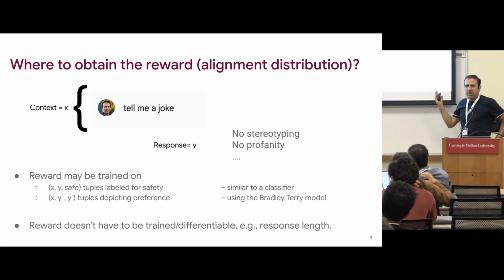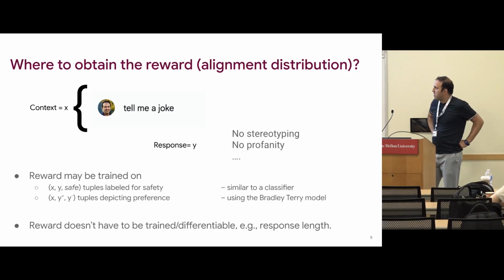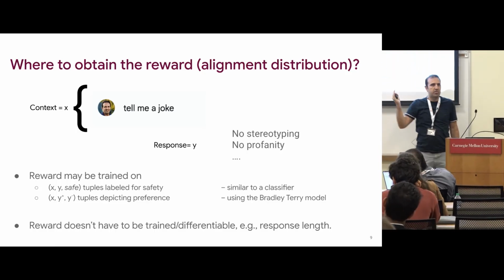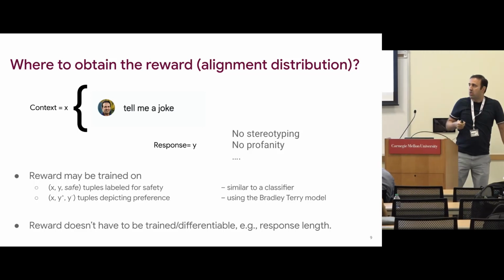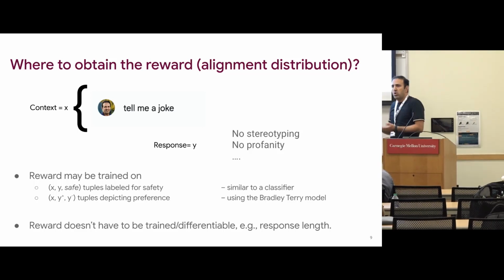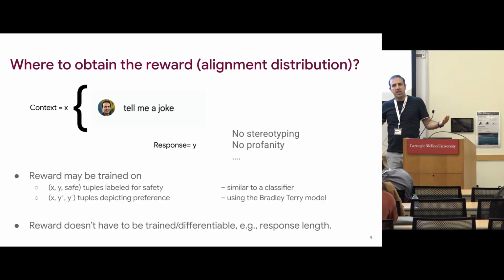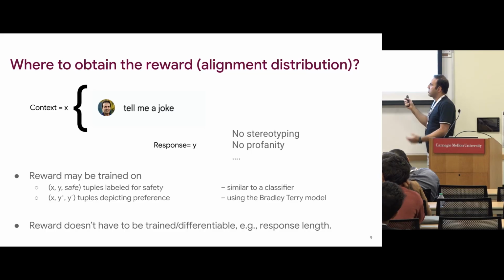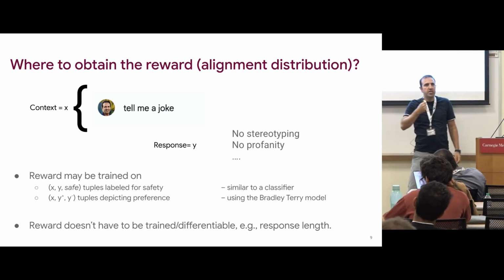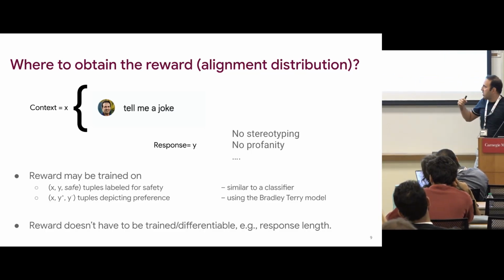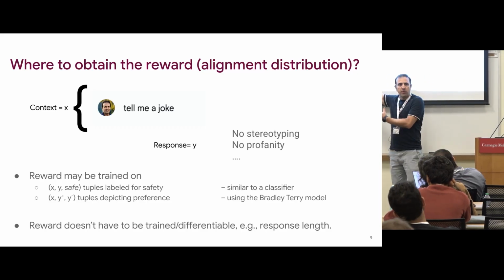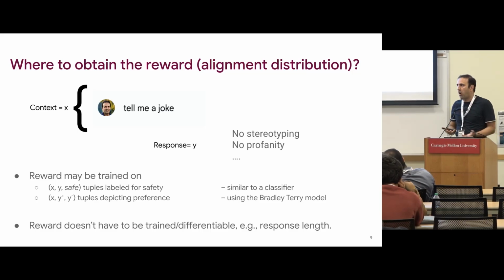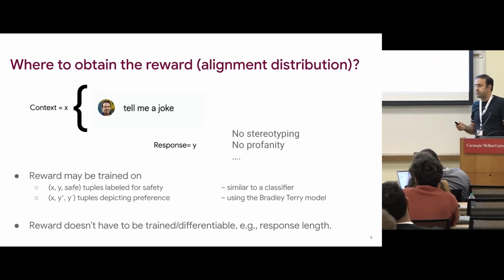Okay, but generally rewards don't have to be trained or differentiable. Like we can use response length as a reward in reinforcement learning. We can also have a reasoning model go through the response and then in the end say whether or not the response was safe, and so on. Because in reinforcement learning, what is important is that we're not really backpropagating into this reward. So we're treating the reward as a constant. So we can obtain the reward in any way that we want.